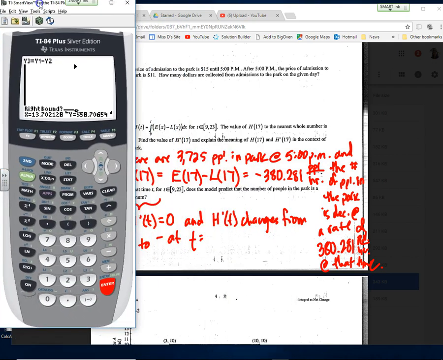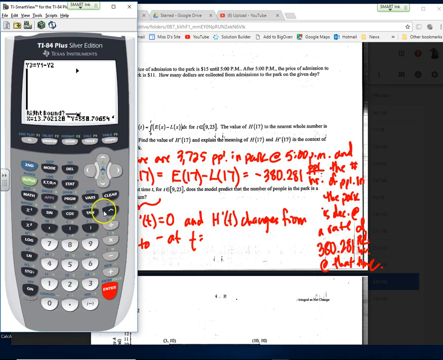If it was just H, I'd just look for the max. But since it's H prime, I'm looking for the 0 where it goes from above to below. And that 0 where it goes from above to below is right here, 15.794.